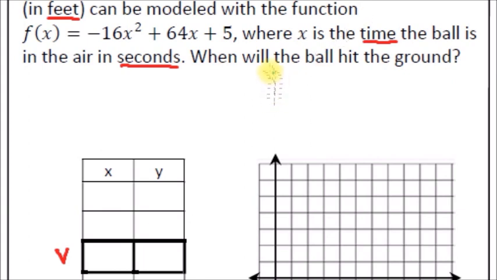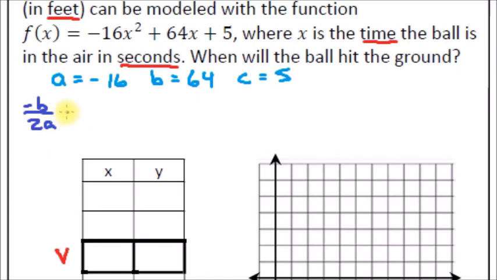Step 1 of graphing a quadratic in standard form is, let's identify a, b, and c. So our a value here, we can see it's the coefficient on the squared variable. That's negative 16. Our b value is the coefficient on the non-squared variable. That's 64. And we have a c value here, which is equal to positive 5. To find our vertex, we're going to have to find the x value of the vertex first, and that is found with the formula negative b over 2a.